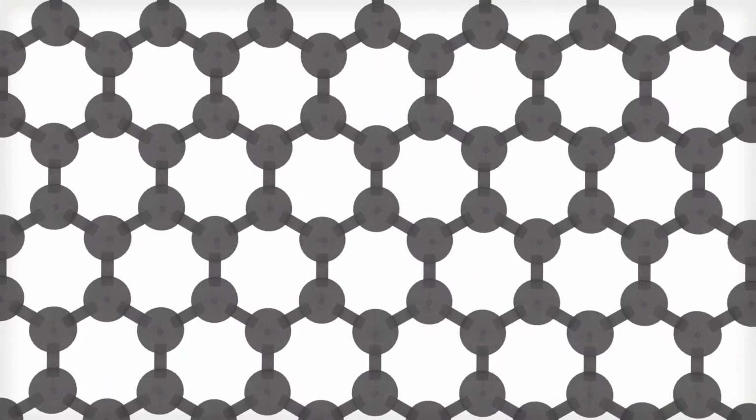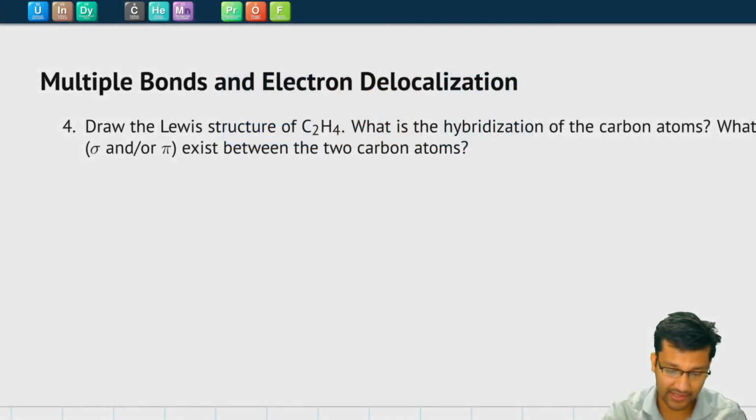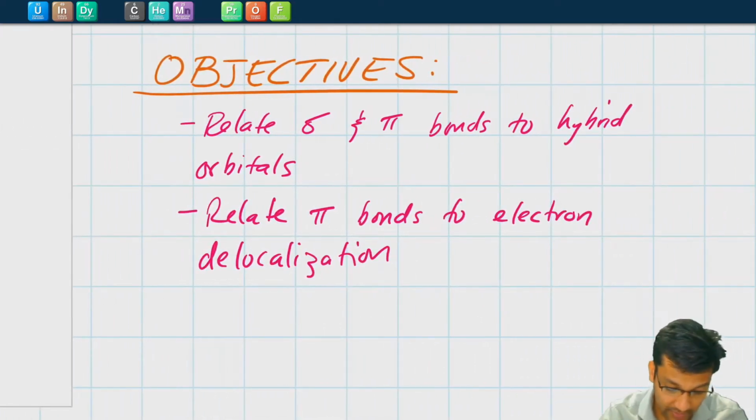Hello students, this is Professor Chalai, and in this video we're going to look at multiple bonds and electron delocalization. As always, you can follow along with our Chapter 8 workbook. By the end of this video, you should be able to relate sigma and pi bonds to hybrid orbitals, and also relate pi bonds to electron delocalization. Let's get started.